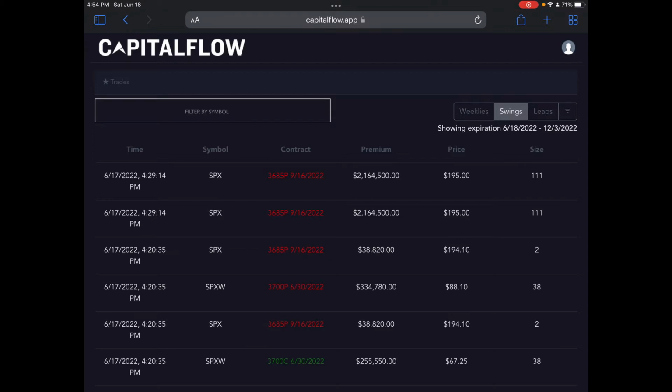So this is something if you want to hold contracts, maybe overnight, maybe for a week, maybe even 1, 2 months, you can see what the big money is buying within the next 6 months.